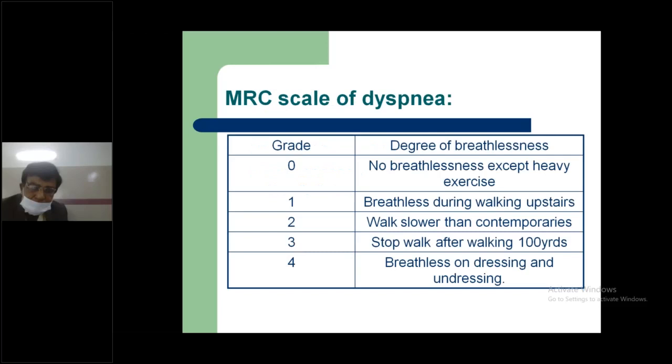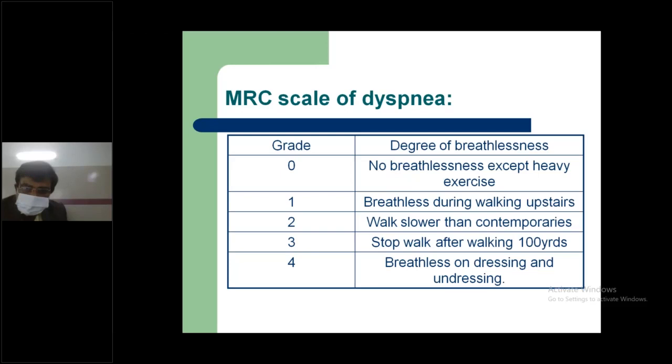Grading of dyspnea. There are 5 grades of dyspnea. How can you make the grading of dyspnea? If a patient has no breathlessness except on heavy exercise like running or jogging, that indicates grade 0 dyspnea. And grade 1, breathlessness occurs during walking upstairs.